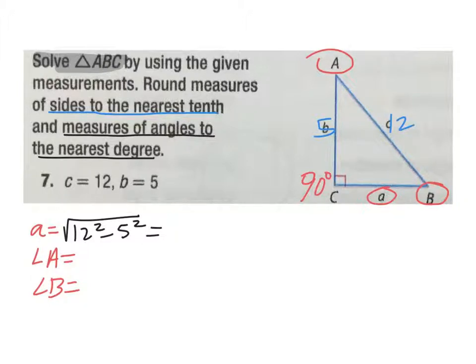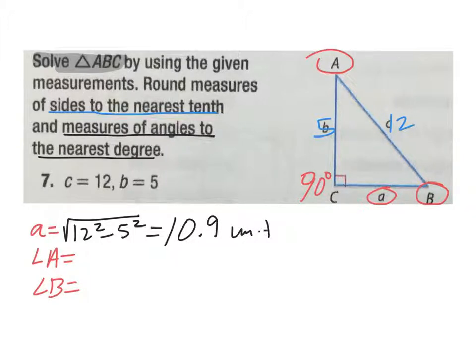It's a side, so we round it to the nearest tenth. What is it? 13. It can't be 13. Correct, it cannot be 13. It's got to be smaller than 12. It's got to be under 12. Okay, so what is it? Somebody plug it in and figure it out. 10.9. Okay, 10.9. It's a side, rounded to the nearest tenth.